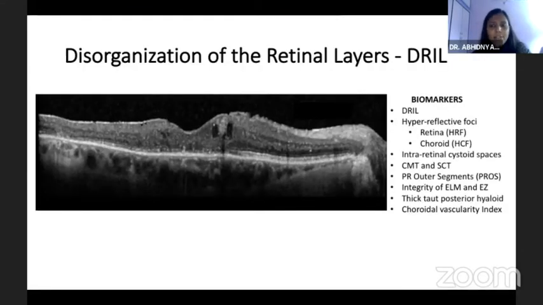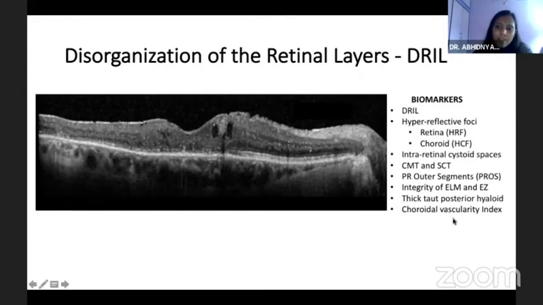After AMD, we have the diabetic disorders, and OCT has been used for biomarkers to prognosticate the cases. One of them is the disorganization of the retinal layers, where within 1 mm of the fovea, if the inner retinal layers are disorganized, they usually have a poor visual prognosis in future.